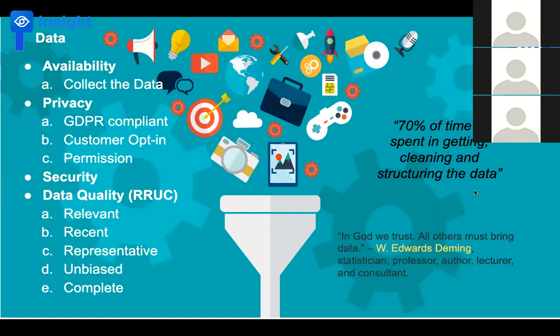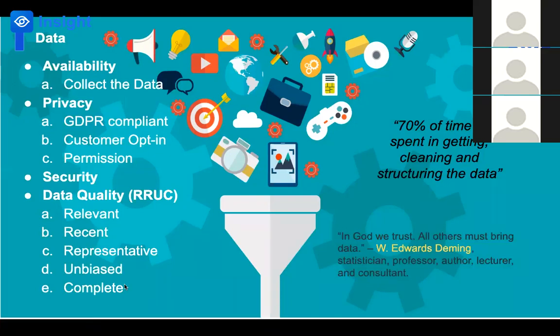The next critical piece is data quality. Here, you have to look at relevancy, recency, and representativeness of the data. And also make sure that it is not biased. It's unbiased and data is complete.